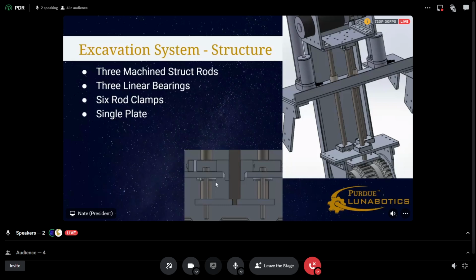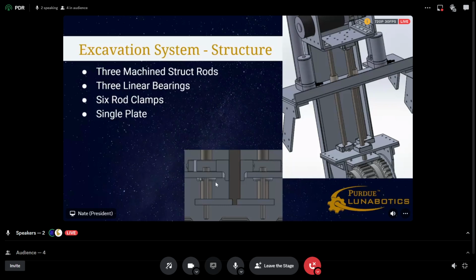So overall, there's 3 machine strut rods, 3 linear bearings in the center on that structure plate. We have 6 rod clamps, 3 on top, 3 on bottom, and a single plate holding the linear bearings and the whole system up.